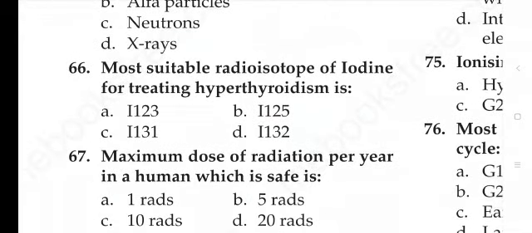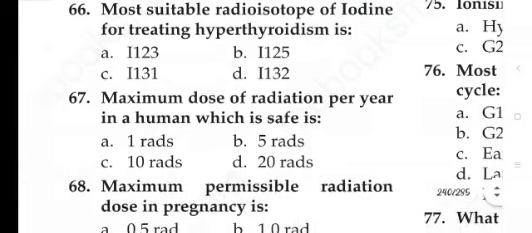Next question, most suitable radioisotope of iodine for treating hyperthyroidism is? Options are option A I-123, option B I-125, option C I-131, and option D I-132. The answer of this question is option C, that is I-131.